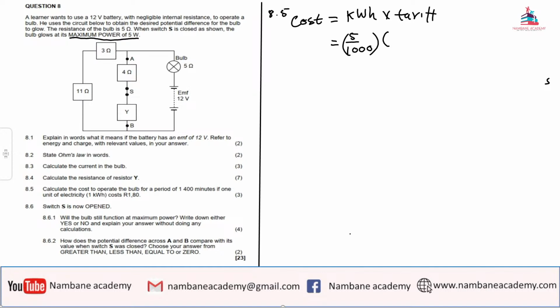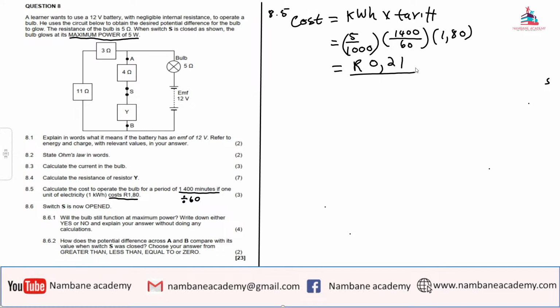Multiply now by, it takes 1400 minutes. I said it must be in hours. How do we convert to hours? We divide this by 60. Then we are just going to say 1400 divided by 60. And what did we say? We said the cost, which is the tariff, must be in rands.